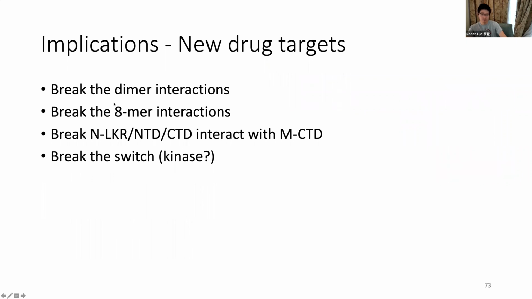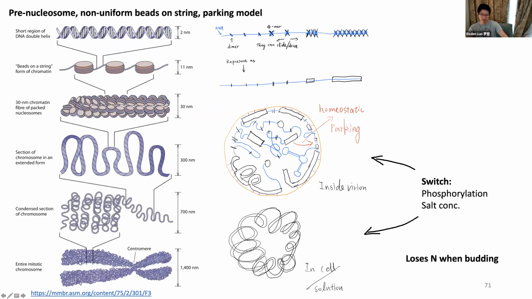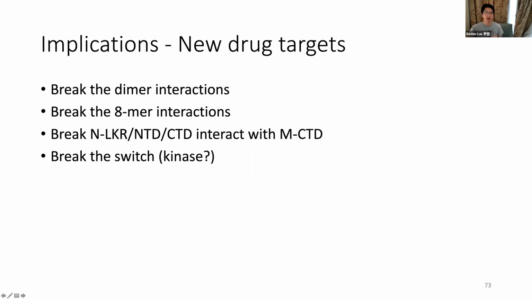There are some implications of this model. We can find inhibitors to break the dimer interactions, or to break the octamer interactions, or to break the CTD interaction with the RNP. Another one is we can break the regulation, like the switch here. The phosphorylation should be achieved by some kinase, I guess. If we can block that kinase, we can block this RNA genome packaging.